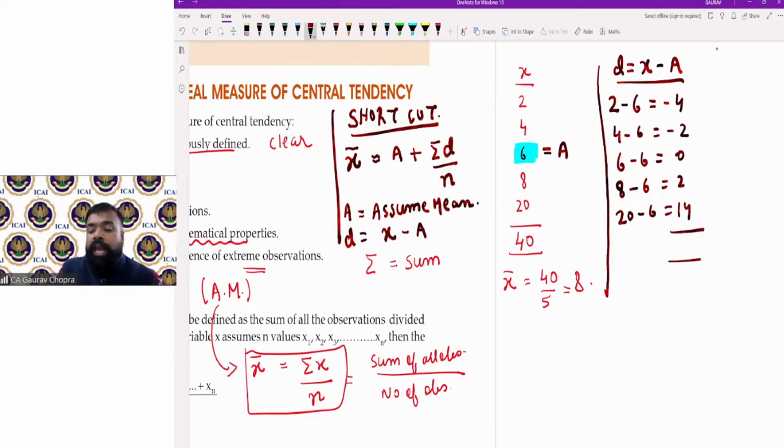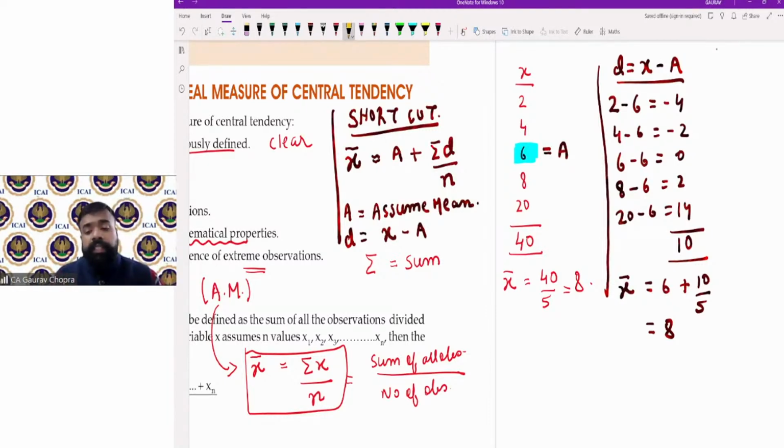Now we have to add, find out the total. What is the total? Total is 10. Now applying the formula, x bar is equal to, we have assumed 6 plus sigma d, sum of the deviation 10 divided by number of observations. Now again you can calculate and see what is the result. So x bar is equal to 8 again.